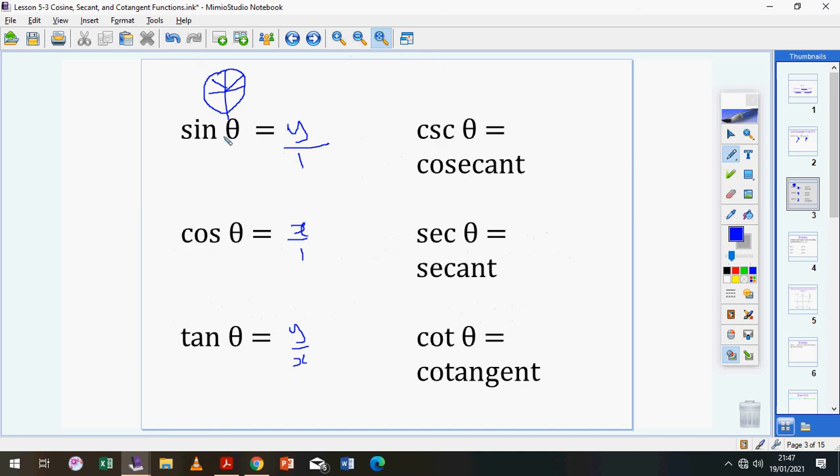So a reminder again, because we talked about these reciprocal functions in the beginning, the reciprocal of sine, so basically 1 out of sine theta, is mathematically called the cosecant function. It's 1 out of sine theta, so therefore it's 1 out of y, because sine theta is y.